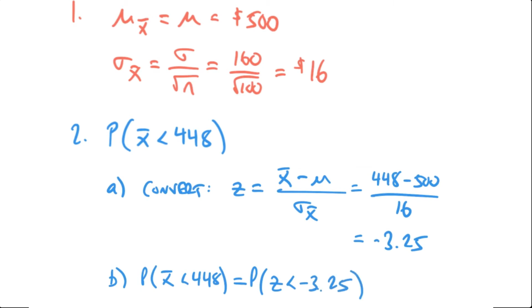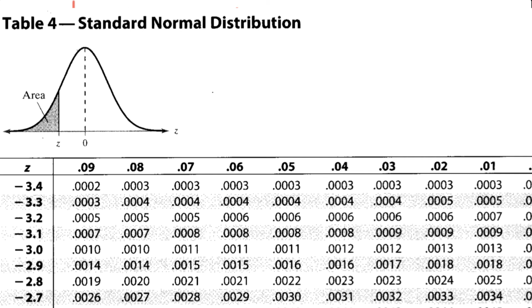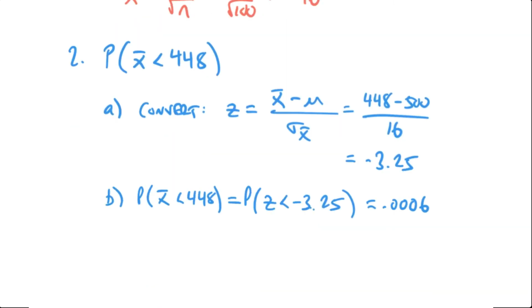When you look it up in the table, a z-value of negative 3.25 is 0.0006. So what does that mean? It means that it is extremely unlikely for us to take a sample of 100 Walmart workers and get a mean weekly income of less than $448. Again, 0.0006, meaning it is extremely unlikely for that to happen.